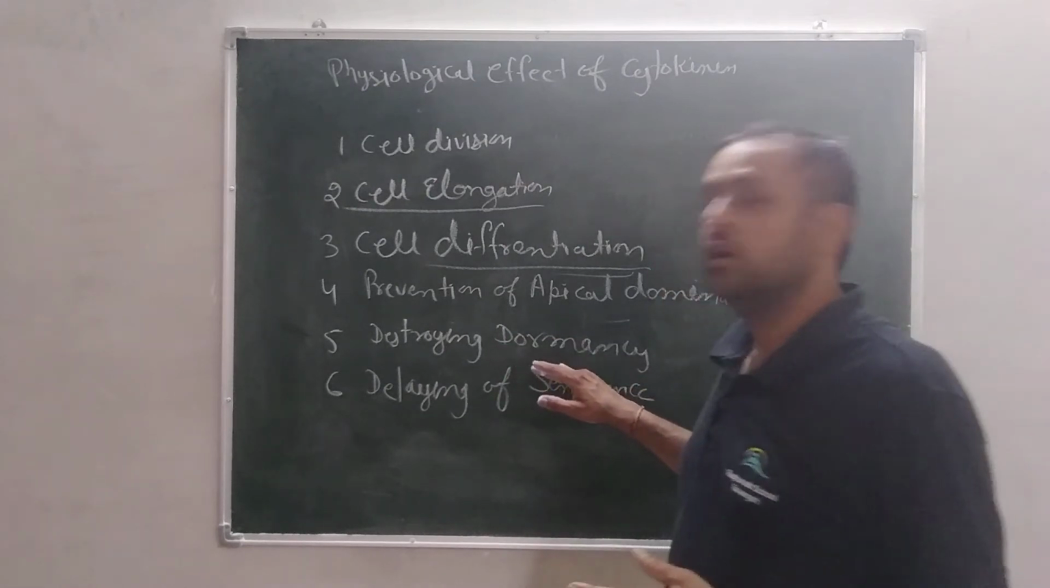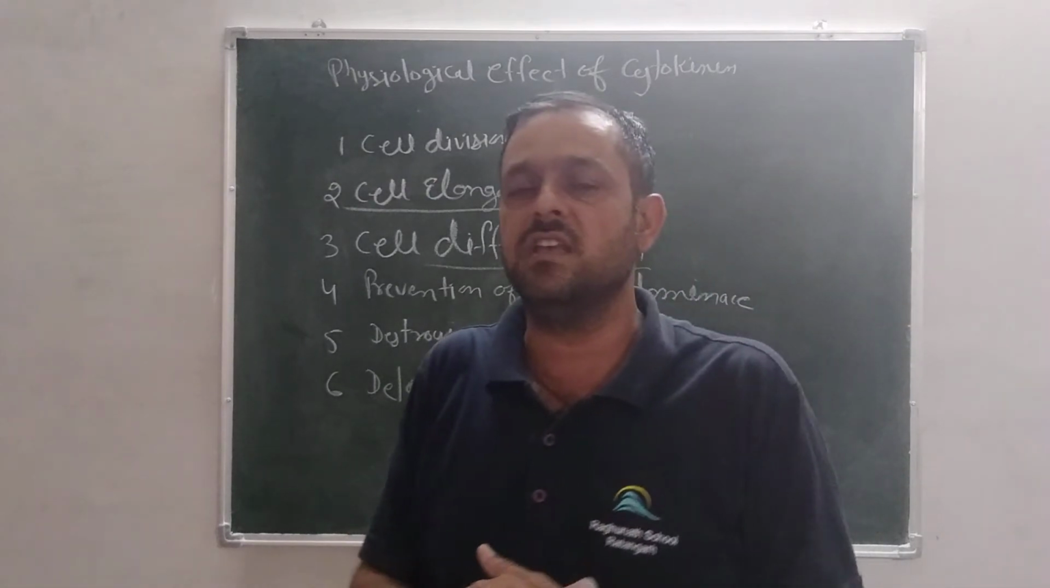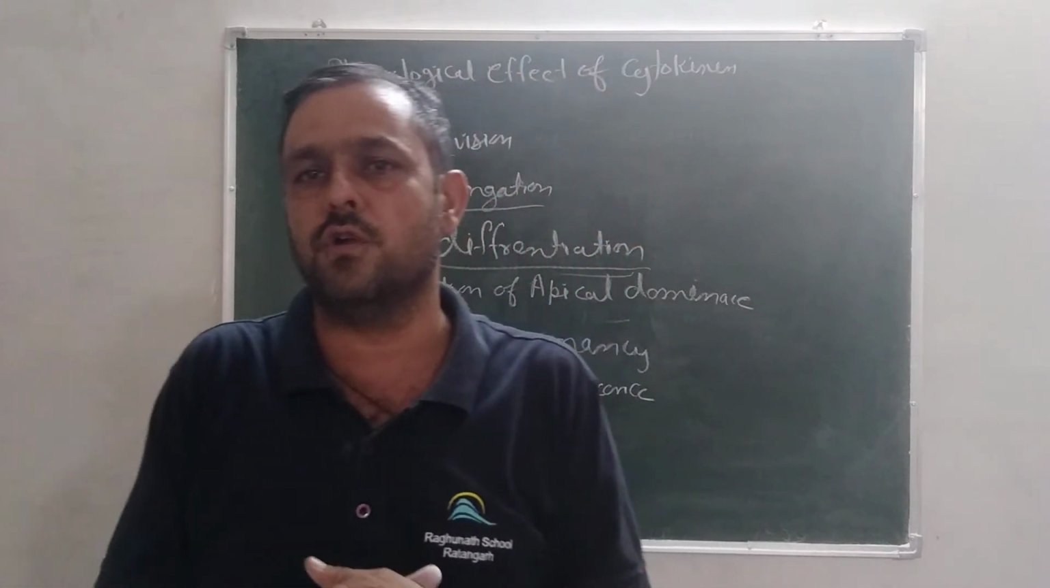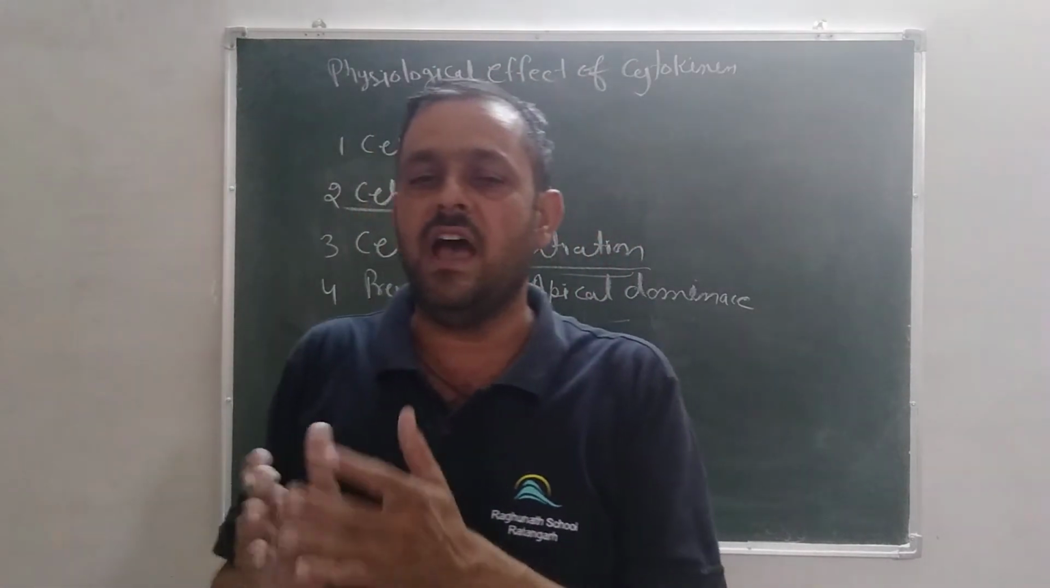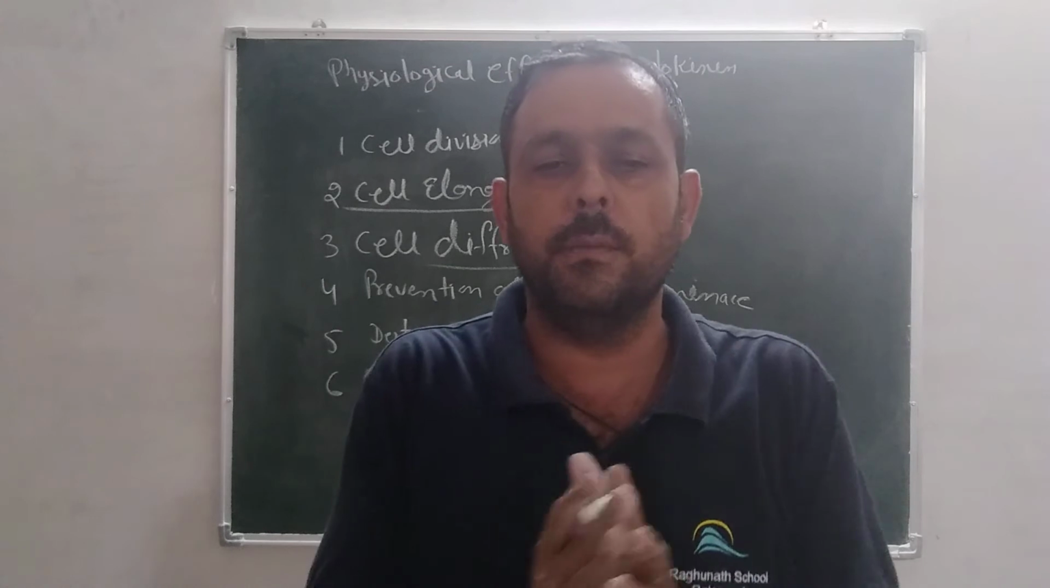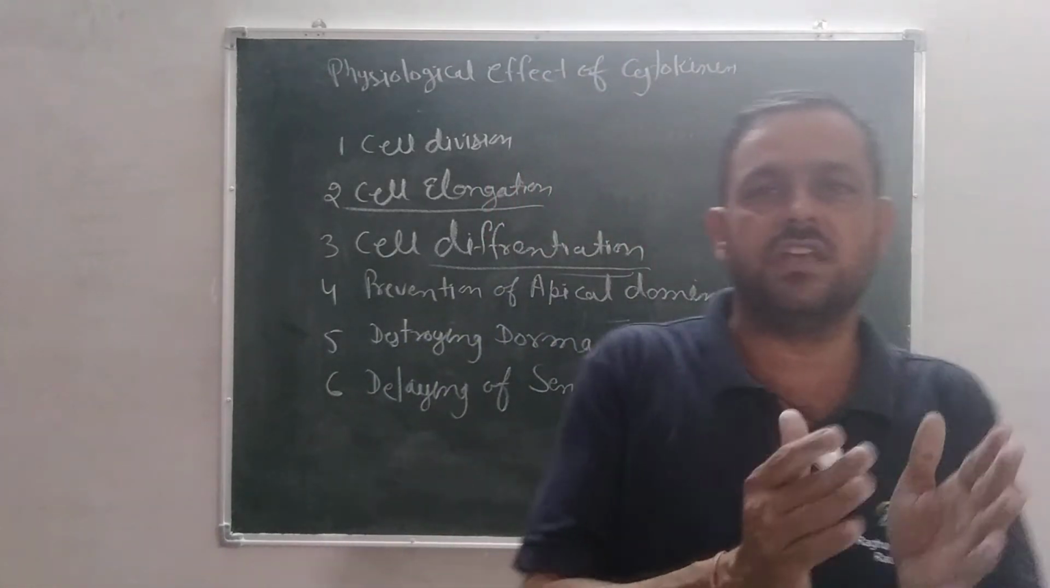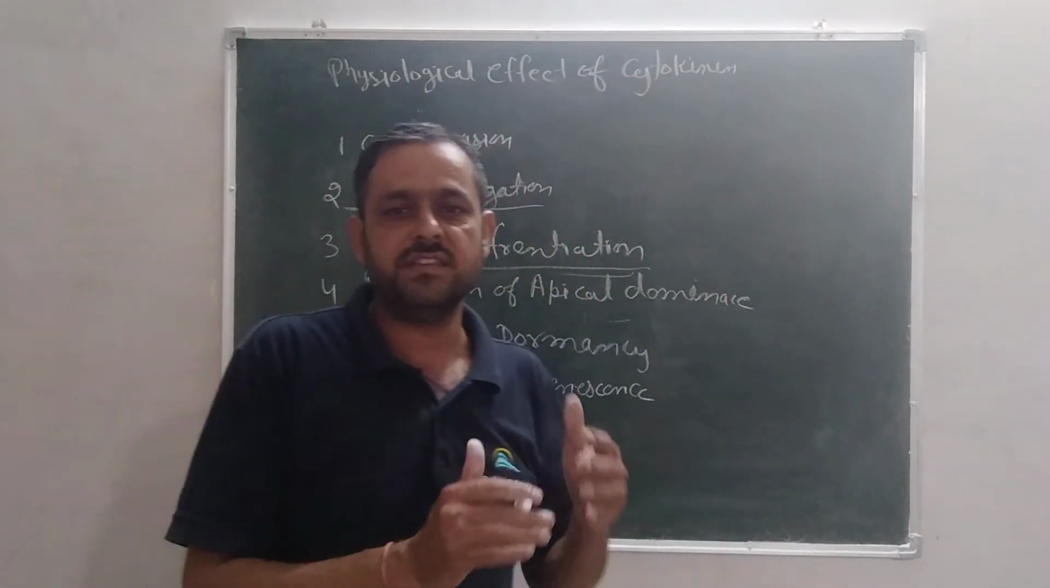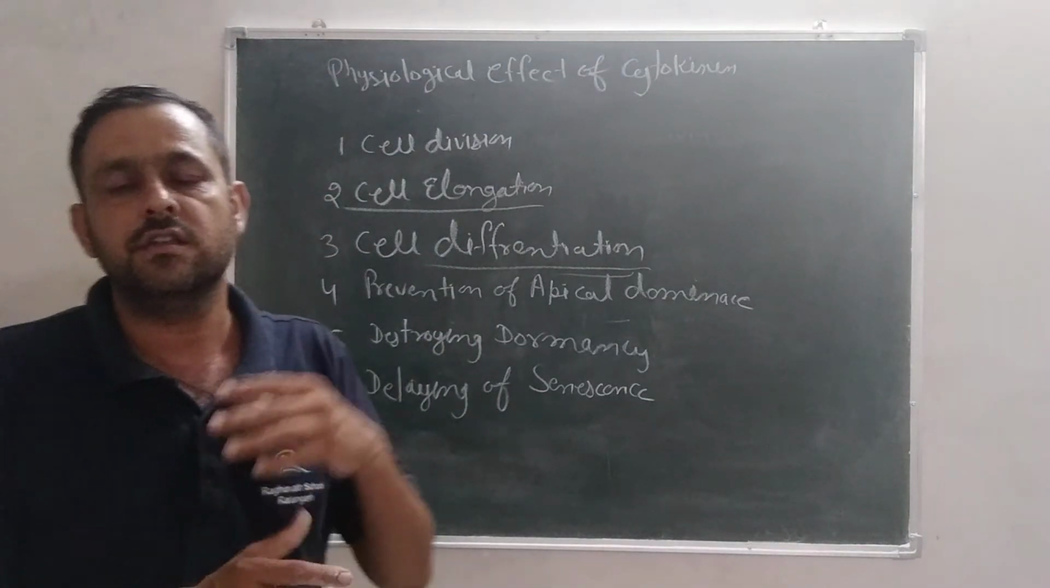Now, destroying dormancy. Dormancy is the stage in which germination does not happen. So with the help of cytokinin, dormancy of seeds and tubers is destroyed and it helps them in germination.